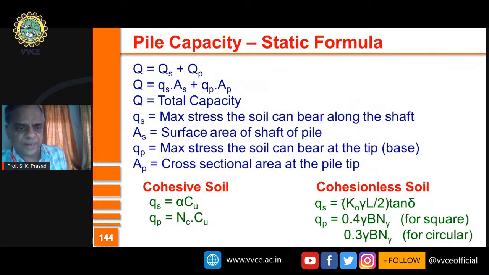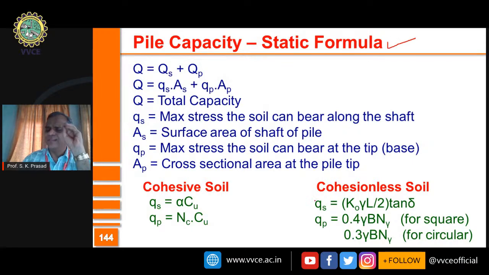So how do you find the load carrying capacity? You can find it by different methods. One such approach is by static formula. You take the basic properties of soil and try to compute. So Q is equal to QS plus QP. QS is the load carried along the surface. QP is the load carried at the tip, at the point, base point.